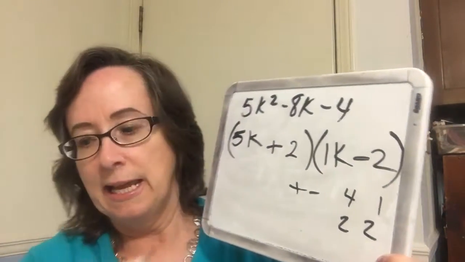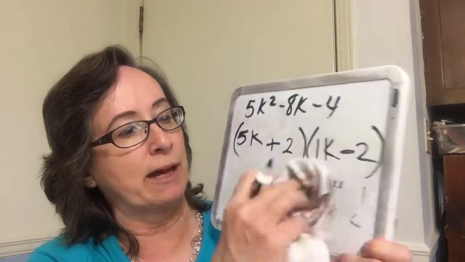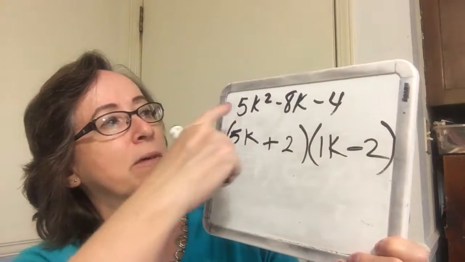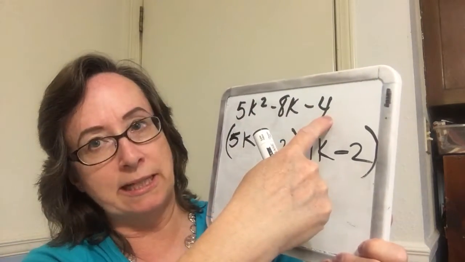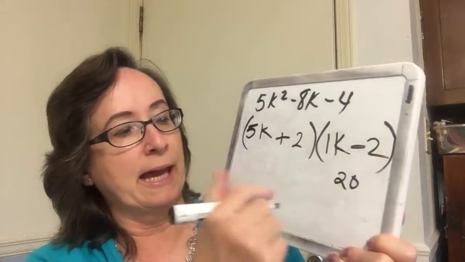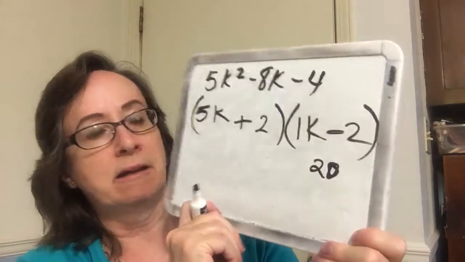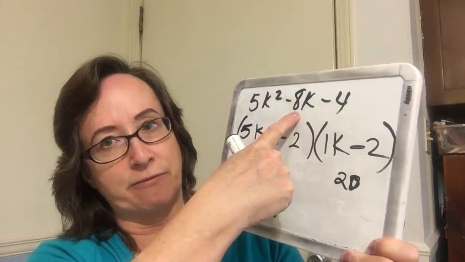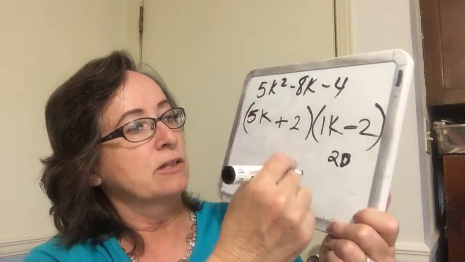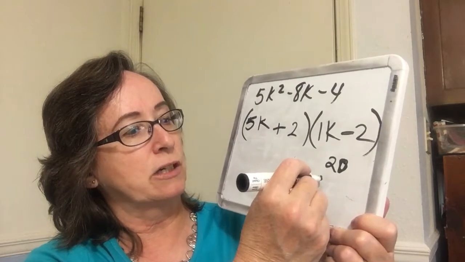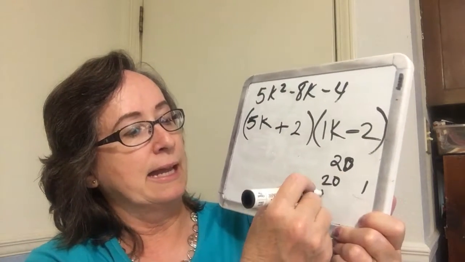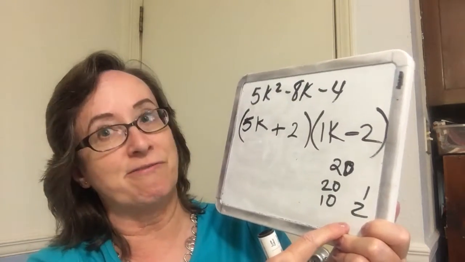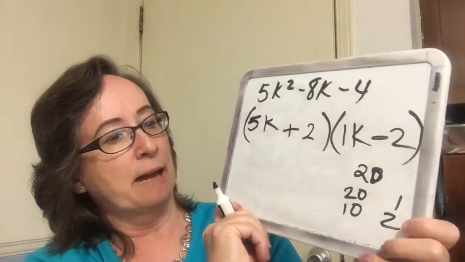So I have factored. If I were going to do the same one using my AC method, I would multiply 5 and 4 together to get 20. And I would say, what are the factors of 20 that could give me a difference of 8? So I would factor 20: 1 and 20, 2 and 10. 10 and 2 will be the ones that give me the difference of 8.